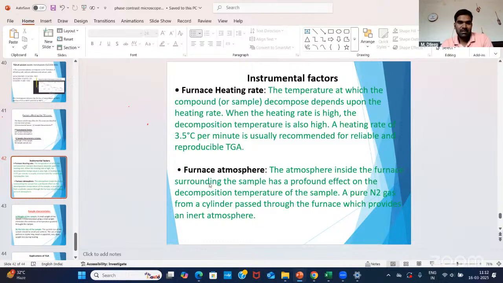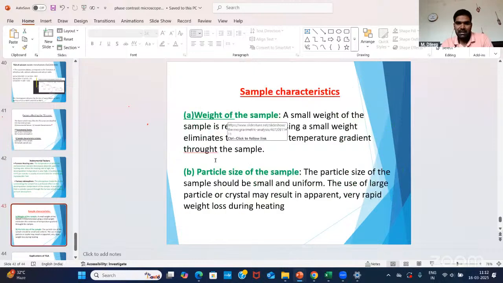Next, going to the sample characteristics. The weight of the sample and the particle size of the sample are the two factors which can affect the TG curve. Weight of the sample first. A small weight of the sample is recommended.